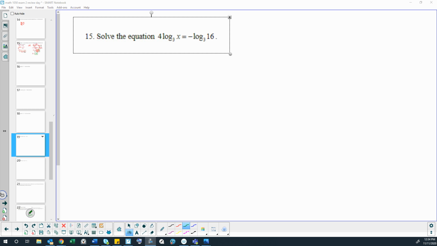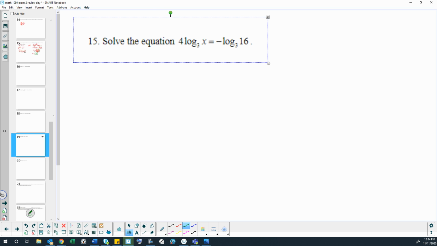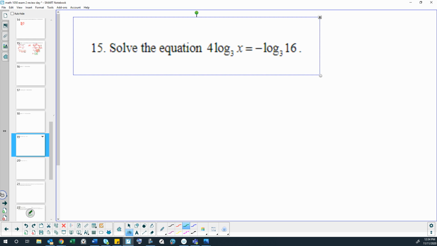Okay, here's chapter 4, question 15. We're solving the log equation for log base 3 of x equals negative log base 3 of 16.